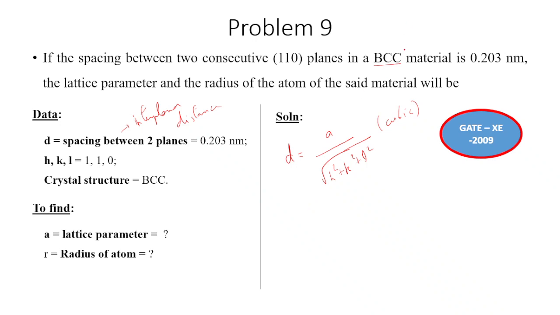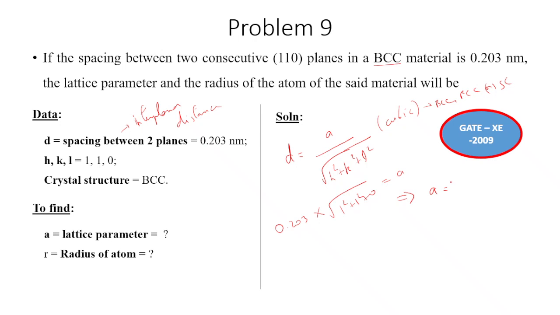Any cubic, this can be BCC or FCC or SC. For any cubic crystal, this is the general formula. So we know the D value, that is 0.203 nanometers, and we also know the HKL value, into root of 1 square plus 1 square plus 0, and we get the value of A, right? So the value of A would be around, did anyone calculate the answer yet?